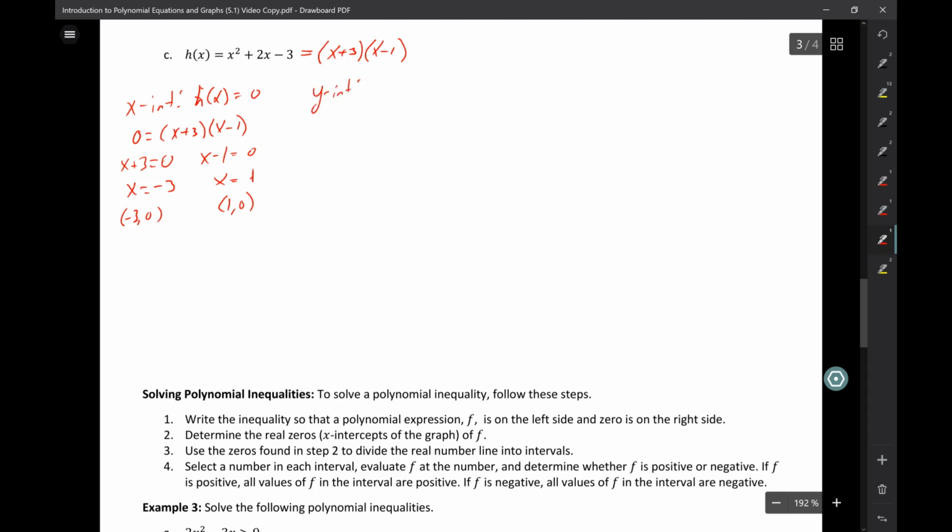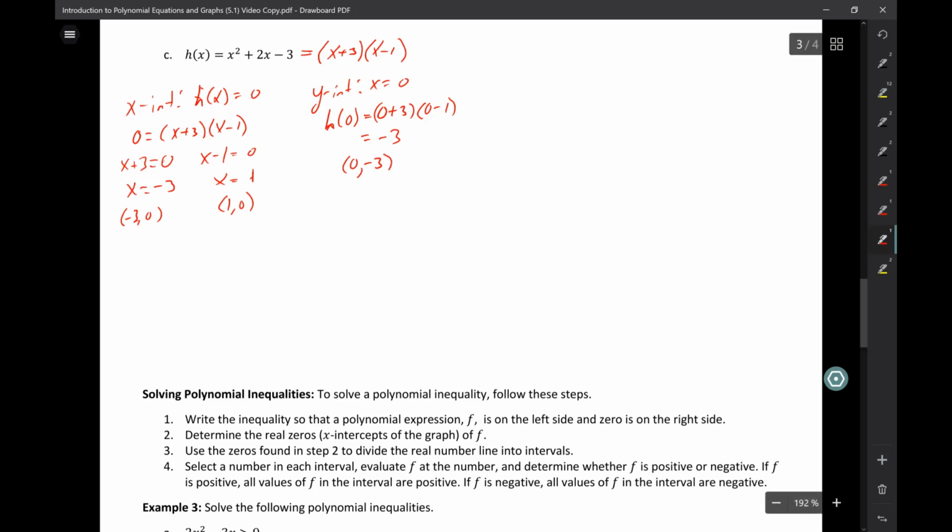We also know that for the y-intercept, we set x equal to 0. Therefore, we would take h of 0 equals 0 plus 3 times 0 minus 1, but that gives us negative 3. So our y-intercept is 0, negative 3.